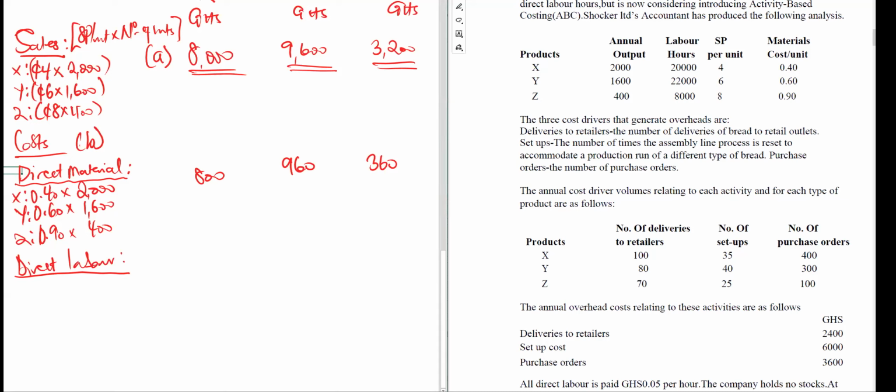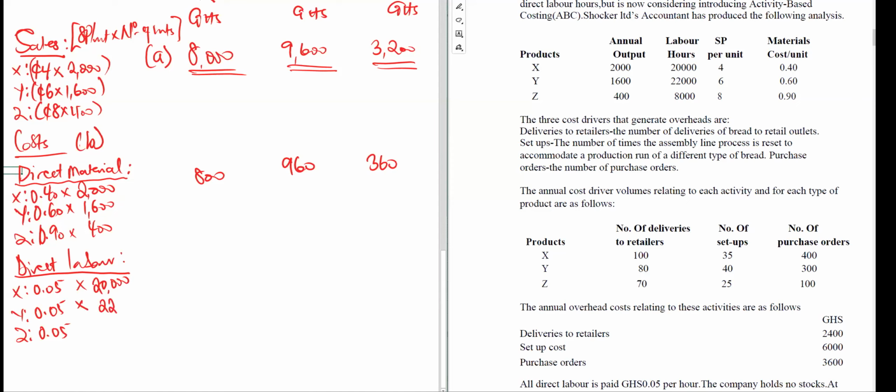But here lies the case. They said direct labor across all the products, they are paid the same, right? How much are they paid? They are paid 0.05. Do you remember? Please use this 0.05 and multiply it by the total number of labor hours, not per hour.